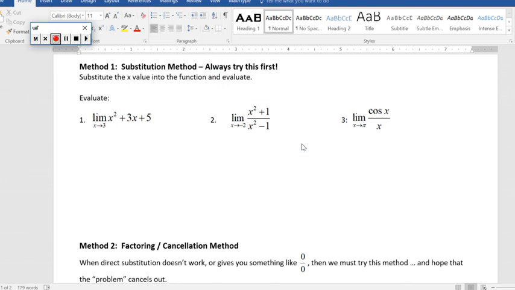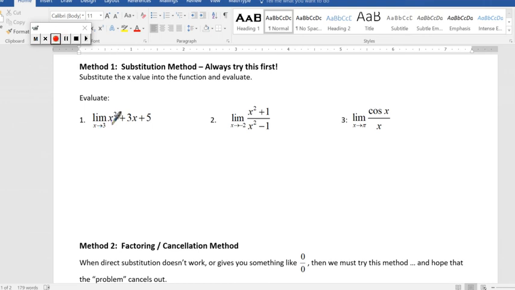Okay, today we're going to start our lesson on limits algebraically. This is 10.2. We have a couple of methods in which we can do this. The first one is just direct substitution. So over here we are looking for the limit as x approaches 3 of this expression here.